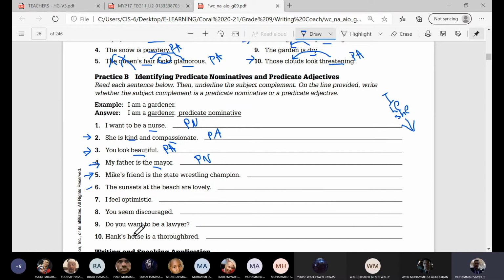Yes, mister. Number 5. Mike's friend is the state wrestling champion. Please, guys, focus on this one. It's so important. It's PN, predicate nominative. What is the word? Champion. Excellent. Why didn't you pick state and wrestling, Riyad?